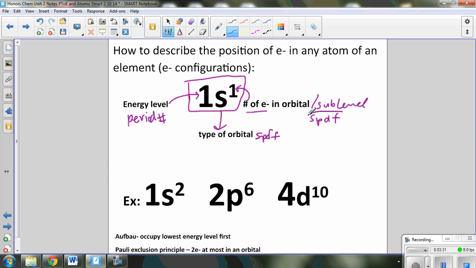But the sublevels are these shapes in the orbital. We usually represent each orbital as just one single space like this. And I'll tell you how we add our electrons in this little space in just a minute.